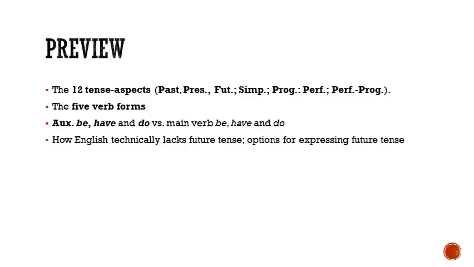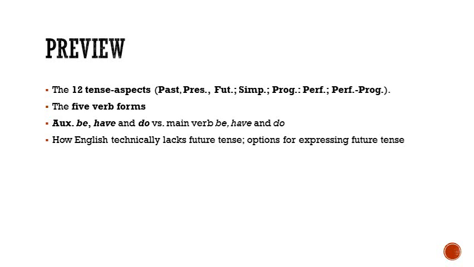What this video lecture will cover is mainly the 12 tense aspects of English, which we get from combining the 3 tenses, past, present, and future, with the 4 aspects, simple, progressive, perfect, and perfect progressive. And the goal, the focus, is on just recognizing the forms, being able to label them, or being able to produce examples of them on command. So just feeling comfortable with the terms and knowing roughly how they're used.